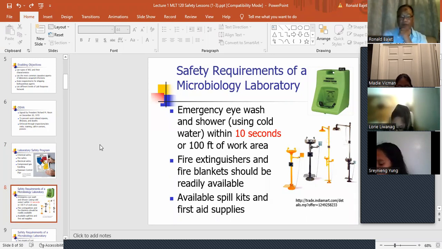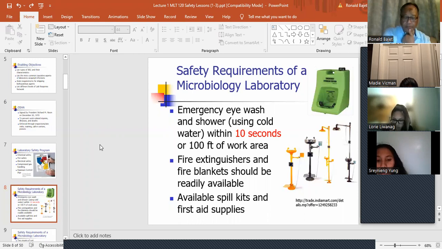Fire extinguishers and fire blankets should be readily available, and they should also be checked. Fire extinguishers are checked monthly. Fire blankets should be checked periodically, at least yearly, because if you're using a wool fire blanket, moths can get to it and eat it up. If you have a fire and open the blanket cabinet, it could have holes all over it, and that could be pretty embarrassing. So check the blankets to make sure they're not moth eaten.